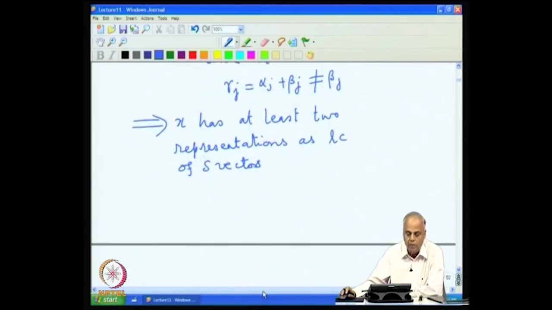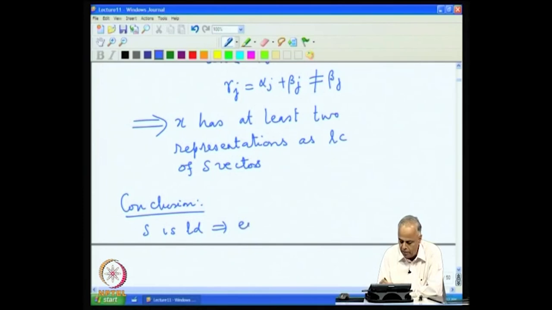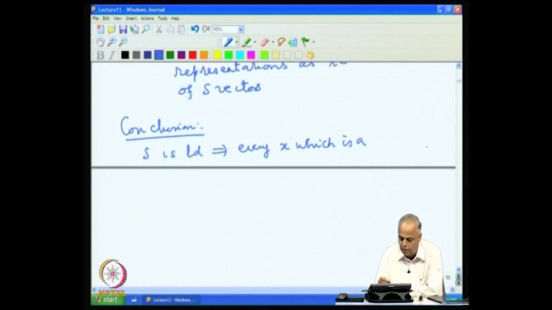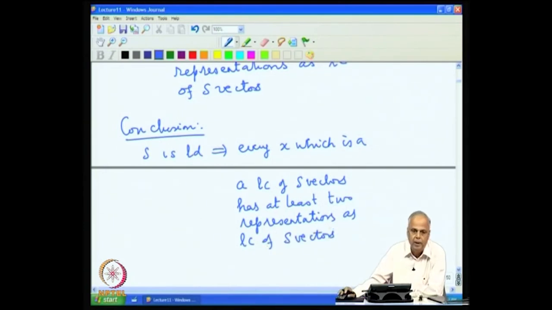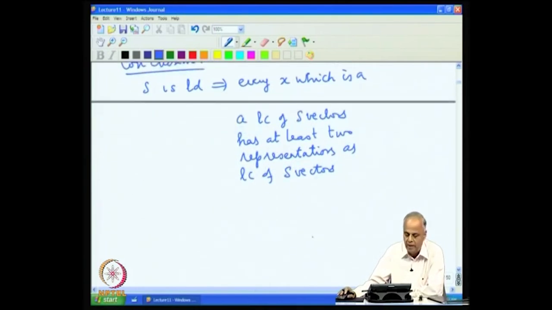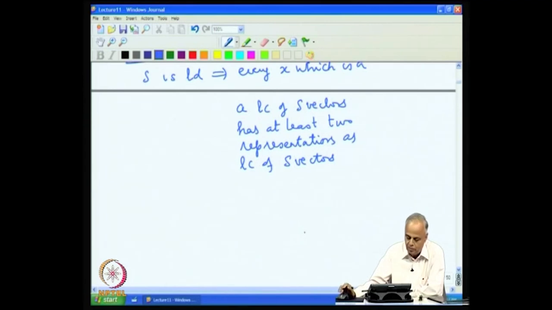Thus, whenever we have S linearly dependent, what is the conclusion? It means every X which is a linear combination of S vectors has at least two representations as a linear combination of S vectors. So, linear dependence brings in a certain amount of vagueness because there is a lot of redundant information.